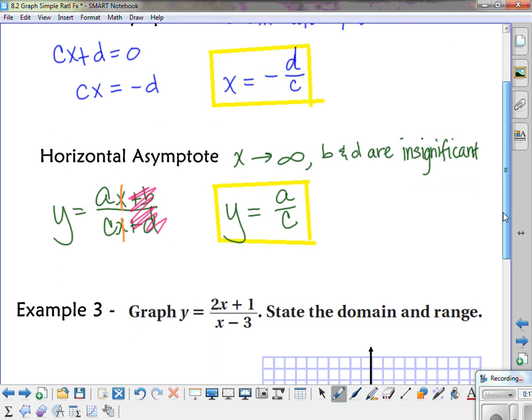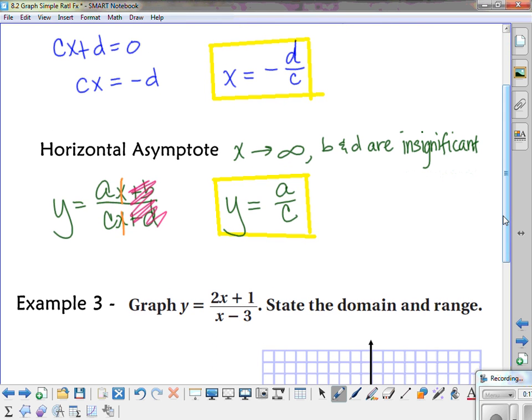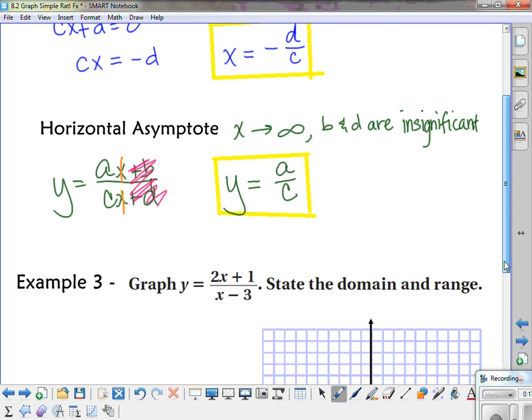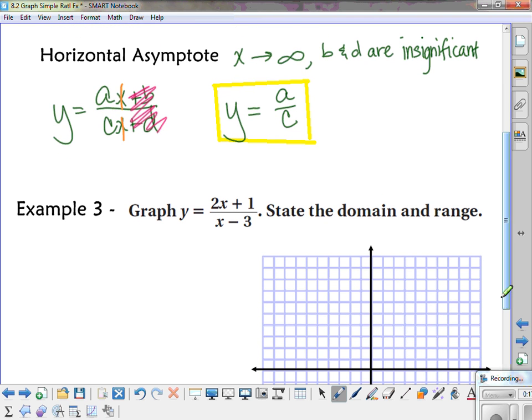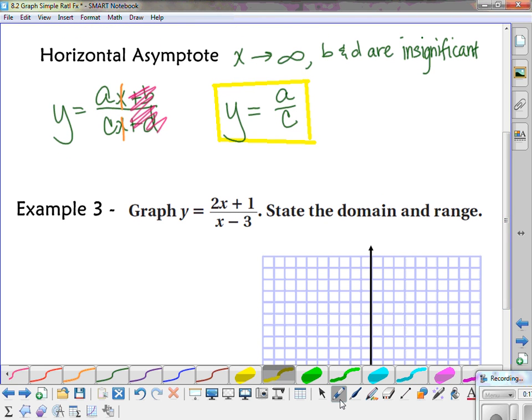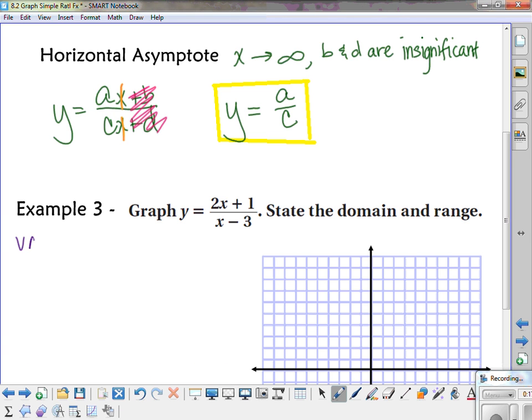All right, so as an example, we're going to graph y equals (2x plus 1) over (x minus 3), and we're going to state the domain and range. So before I graph, I want to know what my asymptotes are. So I'll look at my vertical asymptote and my horizontal asymptote. And then we'll also do domain and range.